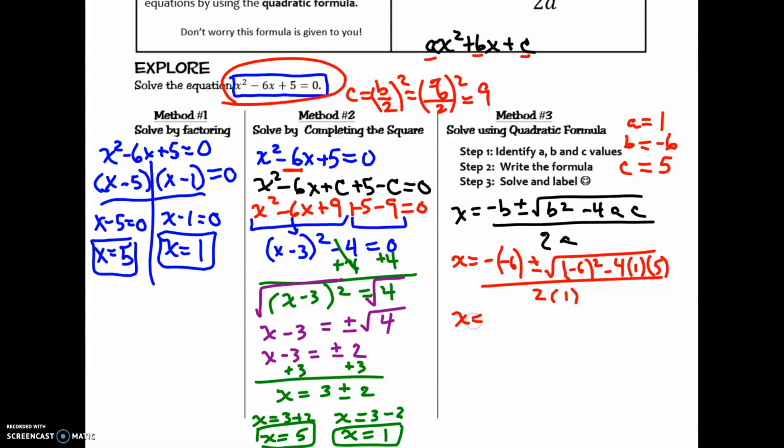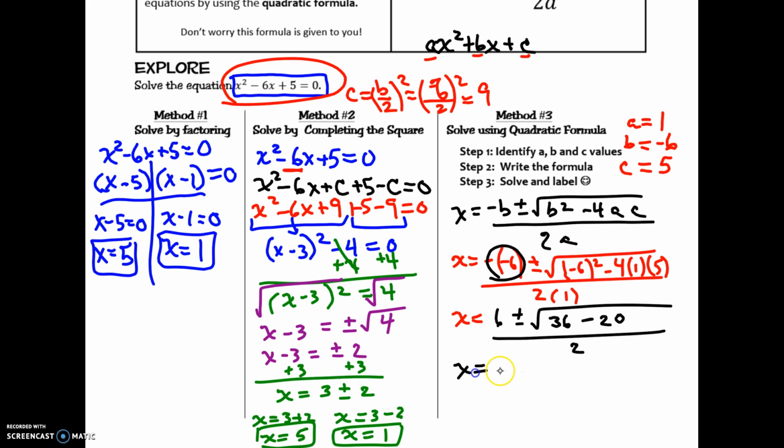And now we're going to see how we can simplify each part before continuing the process. So for this first one, the opposite of -6 is +6, plus or minus the square root. Negative 6 squared is positive 36. And now I'm going to simplify this. 4 times 1 times 5 is 20, all over 2 times 1, which is 2. So now really, if I simplify what's in here, I get 6 plus or minus the square root of 16.